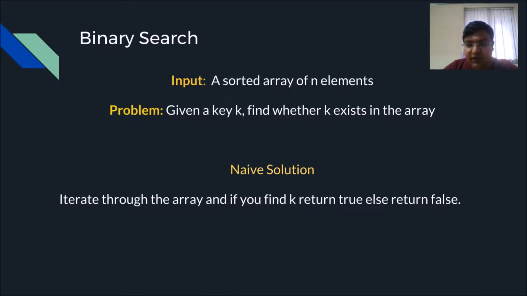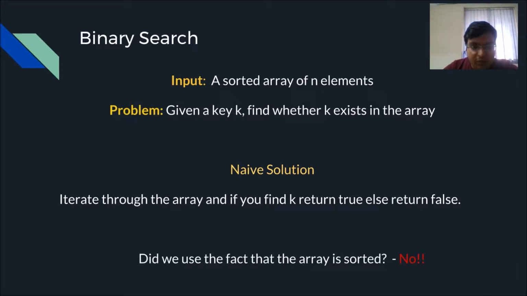But as you can see, this would iterate through the complete length of the array. We had a property of the array that the array was sorted, but did we use that fact anywhere? The answer is clearly no, we did not use the fact that the array is sorted. So what can we do so that we use the fact that the array is sorted and improve the number of steps that we take to find the array element k?